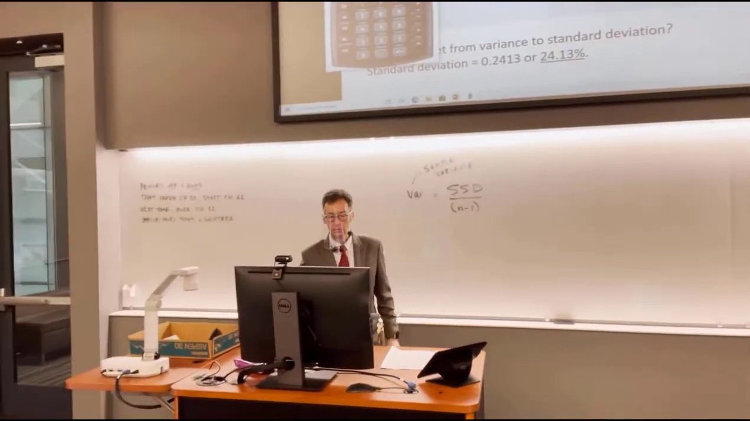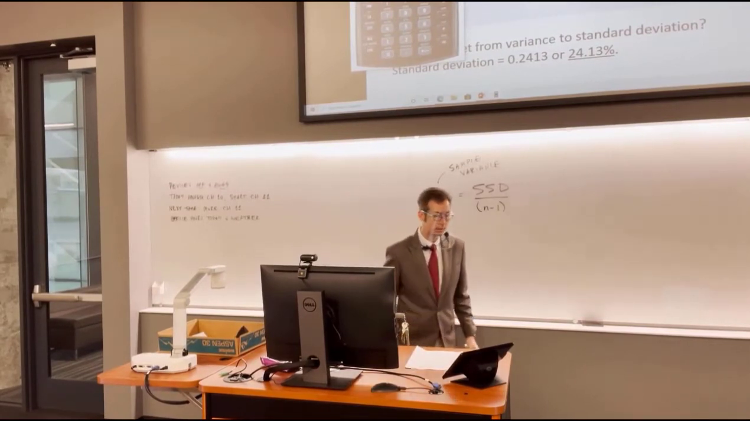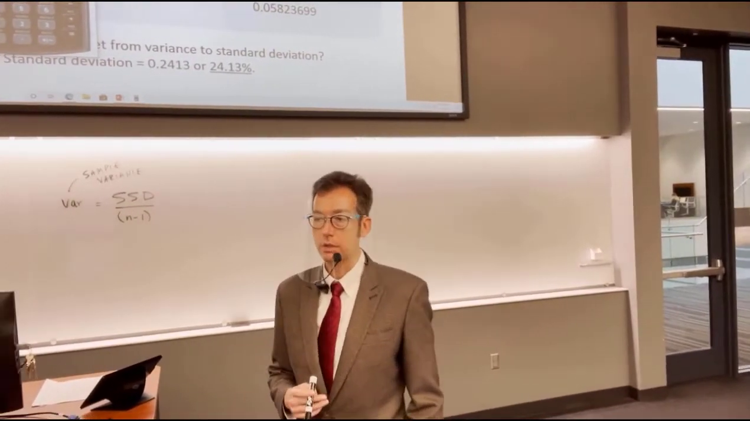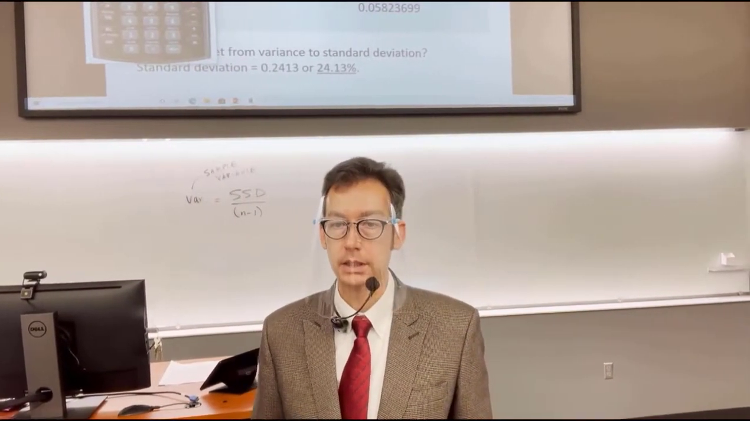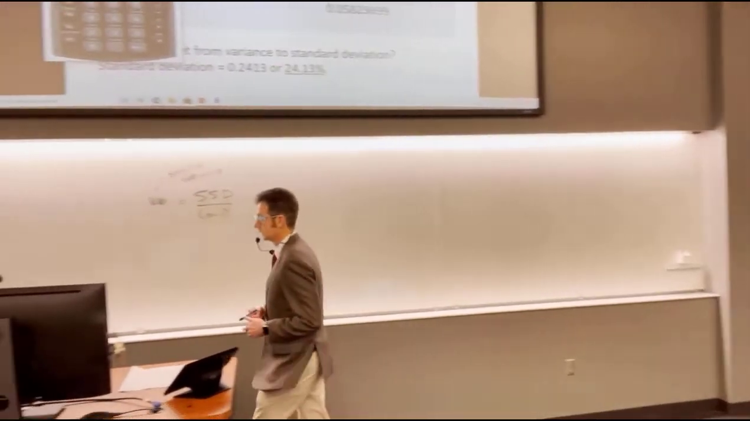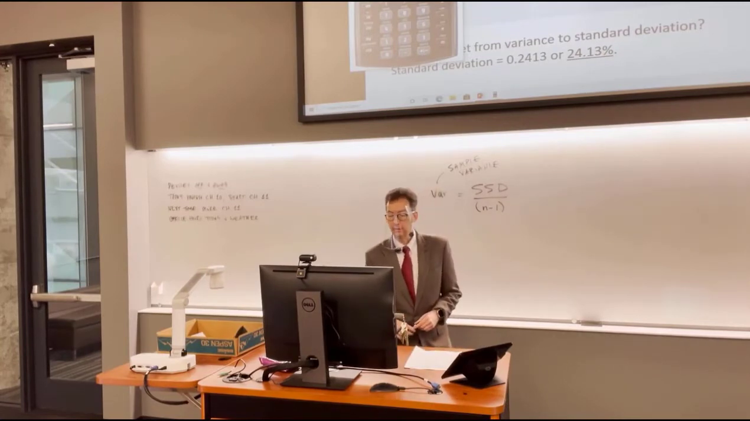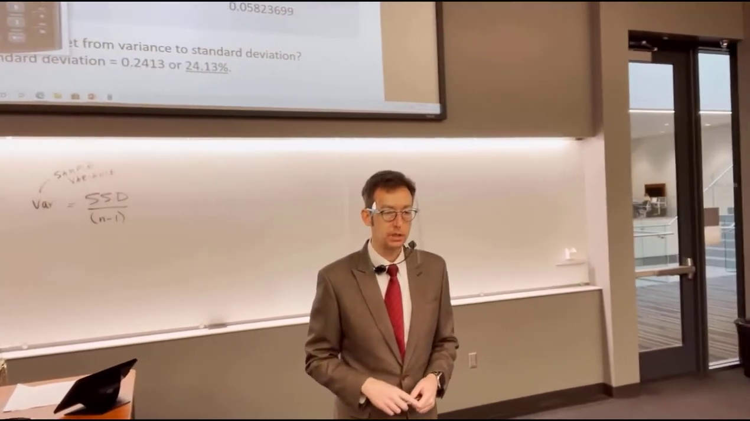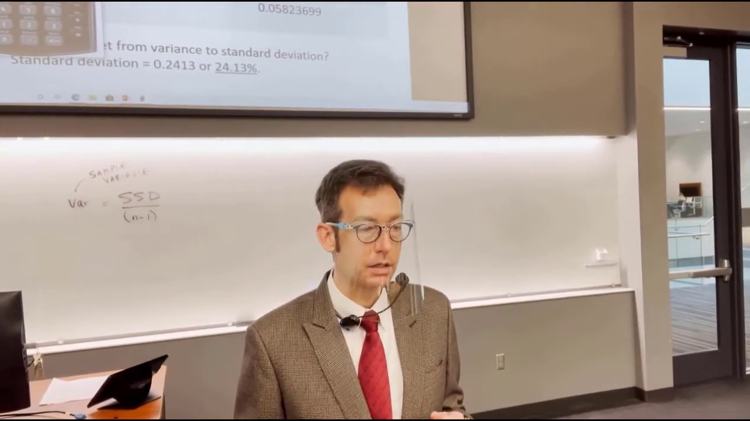Okay, now, this is the sum of the squared deviations. We need to divide by 3 to get the variance. So that's how we got that number right there. Now, for you statistics scholars, can anybody tell me how we're going to jump from variance to standard deviation? Or what button are we going to hit next? Square root. Let's do that. Now we are at 0.2413 or 24.13%. That's the standard deviation.